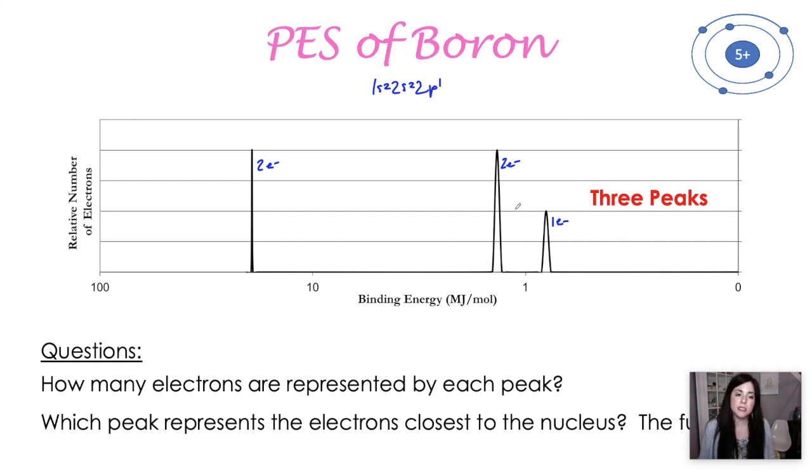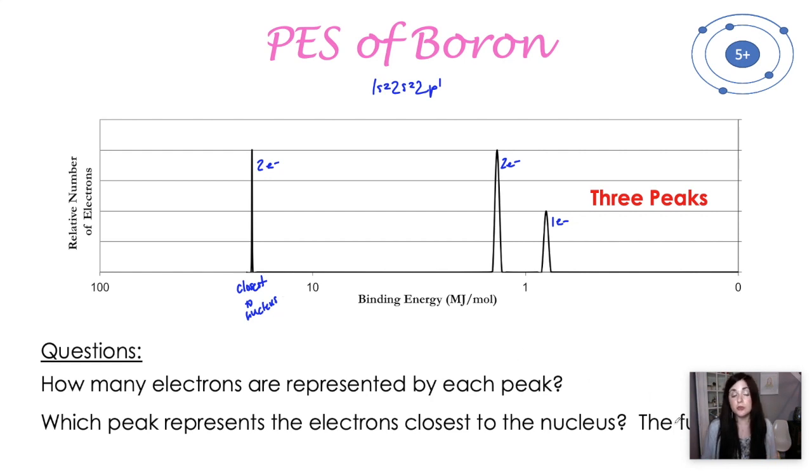And which peak represents the electrons closest to the nucleus? Remember, Coulomb's law, electrons closest to the nucleus are the hardest to remove. Therefore, they have the largest binding energy. It takes the most energy to remove those. Remember, it's backwards on a photoelectron spectrum. Right here, I'm at about maybe 30 megajoules per mole. These are the most tightly bound right here. So these electrons are the closest to the nucleus. It takes a lot of energy to remove those. They're in that first shell.